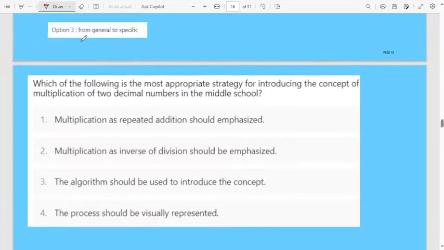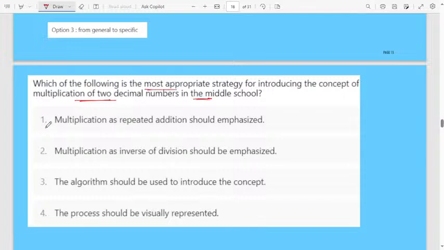Next question. Which of the following is the most appropriate strategy for introducing the concept of multiplication of two decimal numbers in the middle class? Multiplication of two decimal numbers in the middle class. Which of the following is the most appropriate?